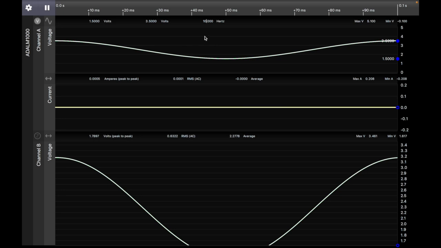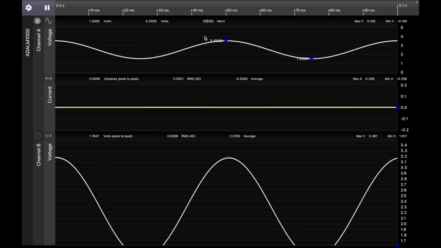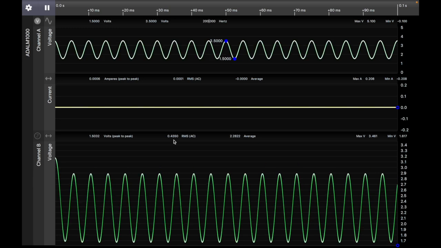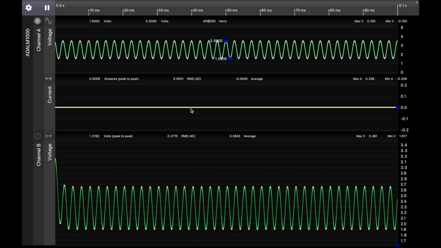Now I'm changing the frequency from 10 to 20 Hz. It's still approximately the same. Now changing from 20 to 100 Hz, my output voltage is 1.67, which is decreasing, and my RMS is 0.5, which is also decreasing. Now changing the frequency from 100 to 200 Hz, we can see that my output voltage and RMS are decreasing. Now changing 200 Hz to 400 Hz, we can see the output voltage has decreased to 1.27, and my RMS is decreasing.